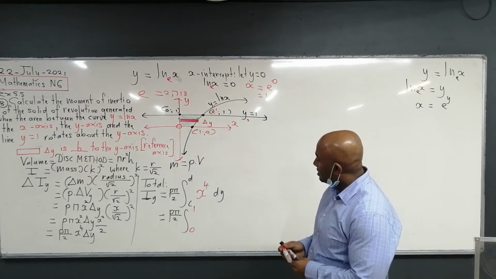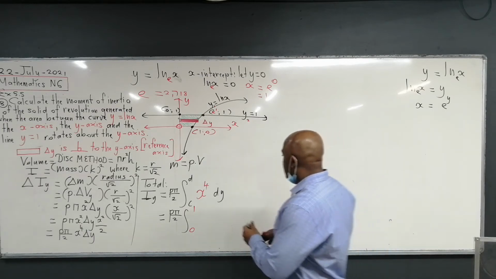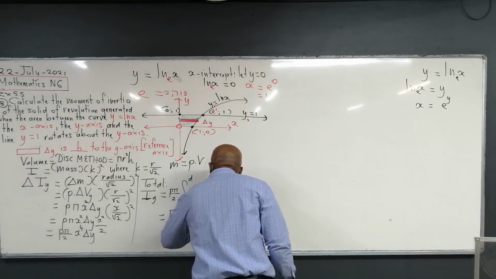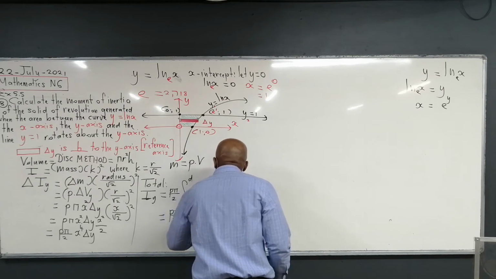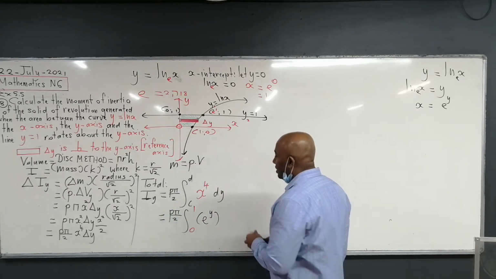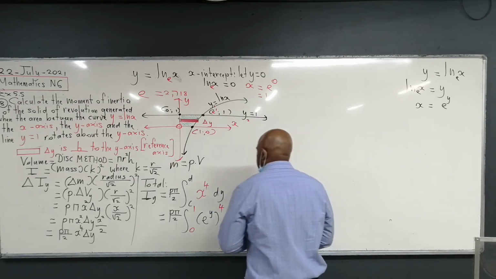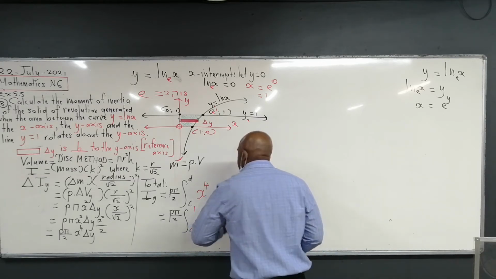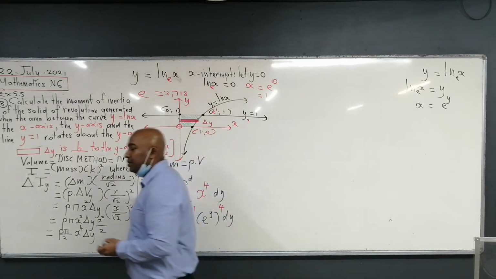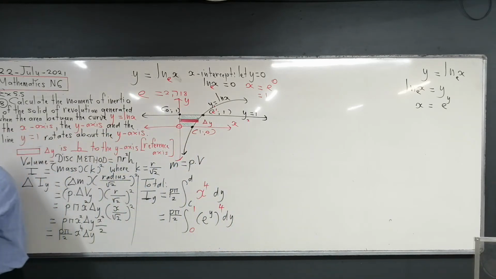Now, x, what is x? X is e to the power y. So this is e to the power y, but the whole thing is raised to the power 4. So now it is your exponent law.